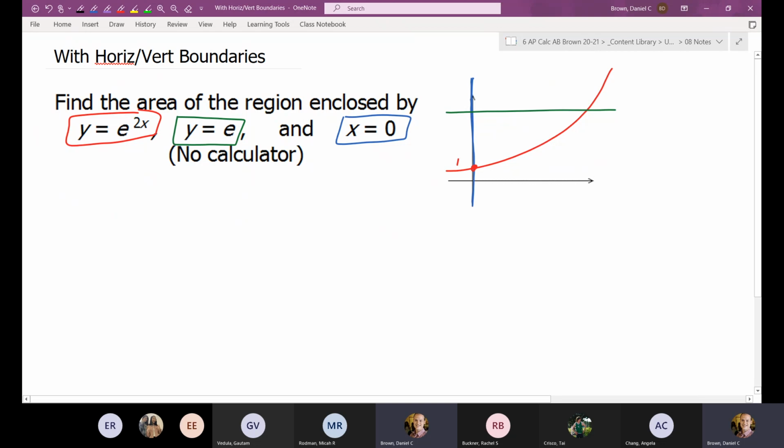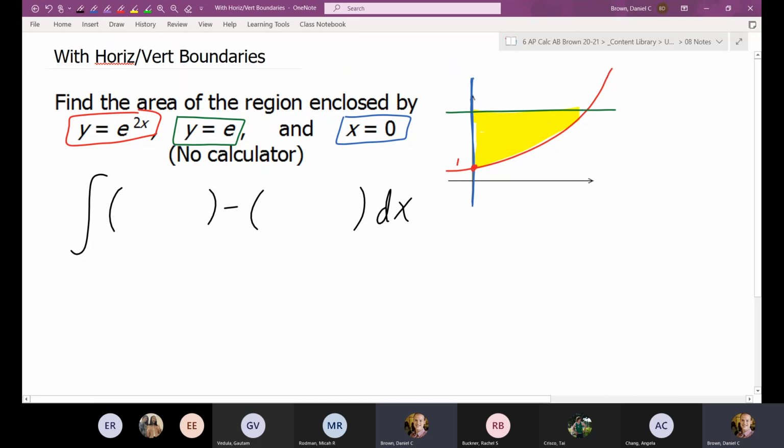What are we trying to find? We are trying to find this area. Again, if I'm doing an area problem, I just do kind of like an empty integral and fill in things as I identify them. So I'm going to have the integral, top function minus the bottom function in terms of dx.